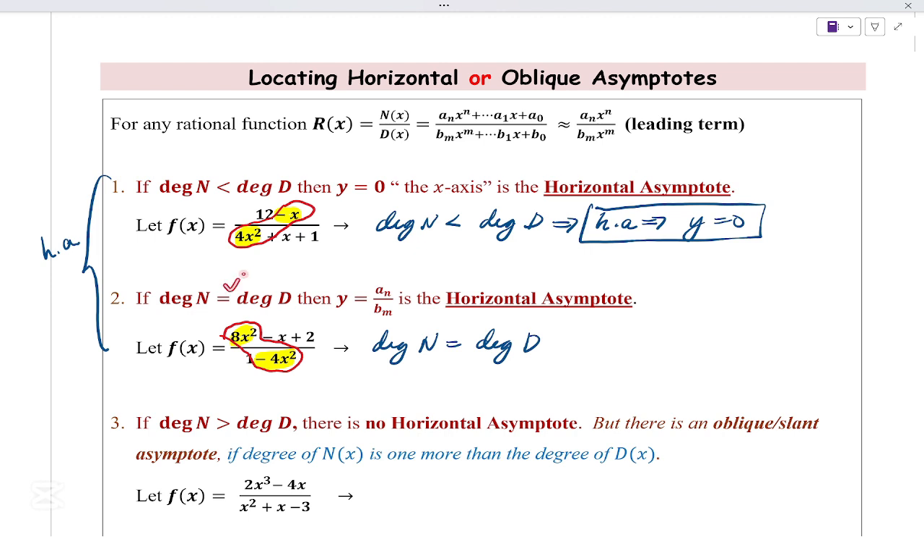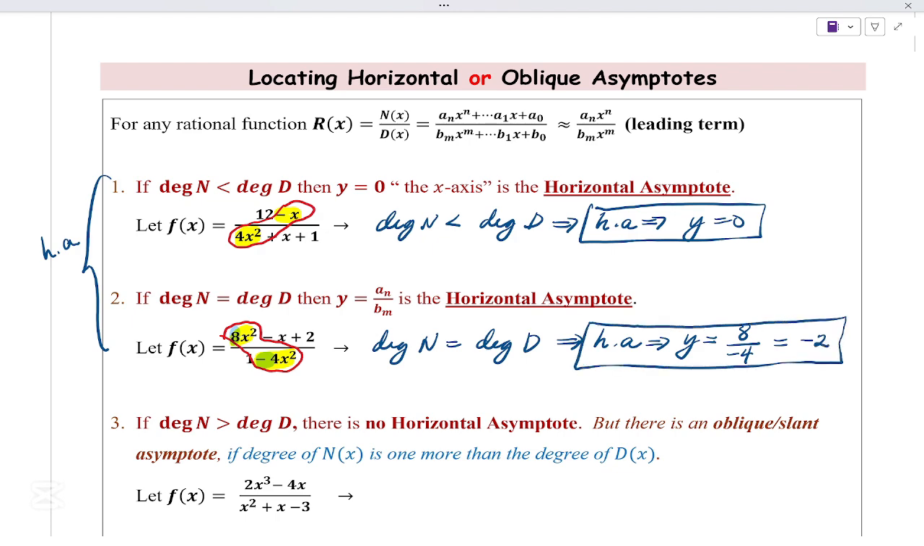And from this rule, if they are equal, we can just take the leading coefficients of the numerator and denominator, and that is the horizontal asymptote. So we can write that the horizontal asymptote is y equals the leading coefficient of the numerator, which is 8, over the leading coefficient of the denominator, which is -4. So we write 8 over -4, which is equal to -2. So that is the horizontal asymptote.